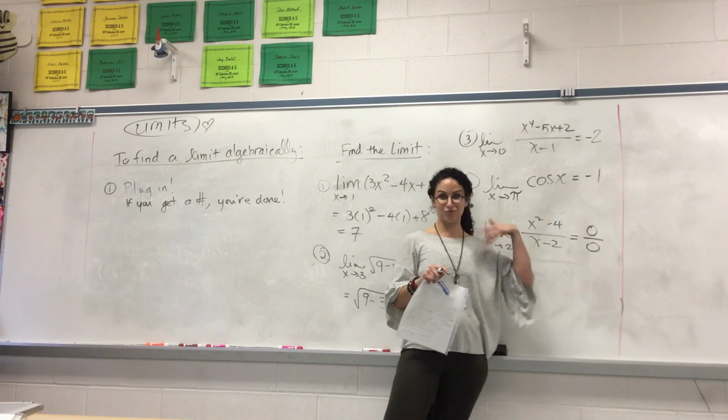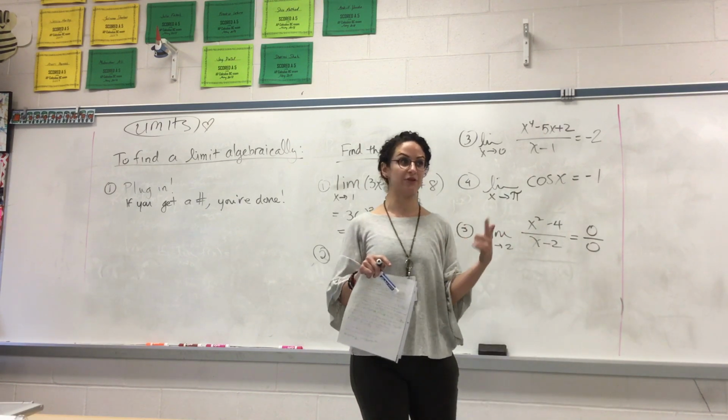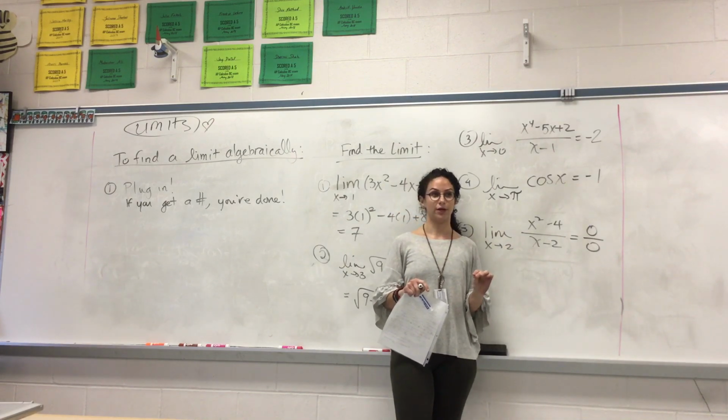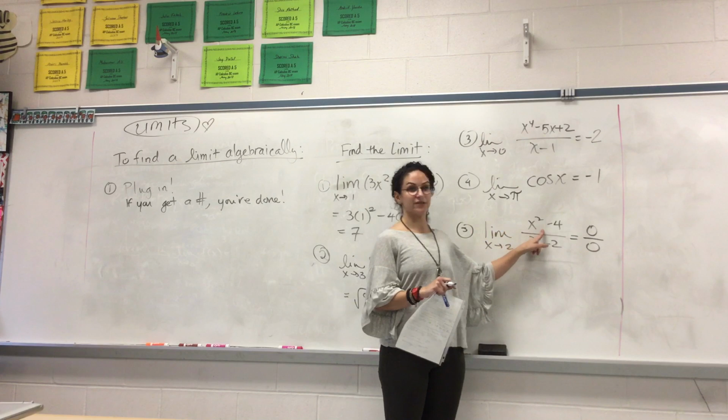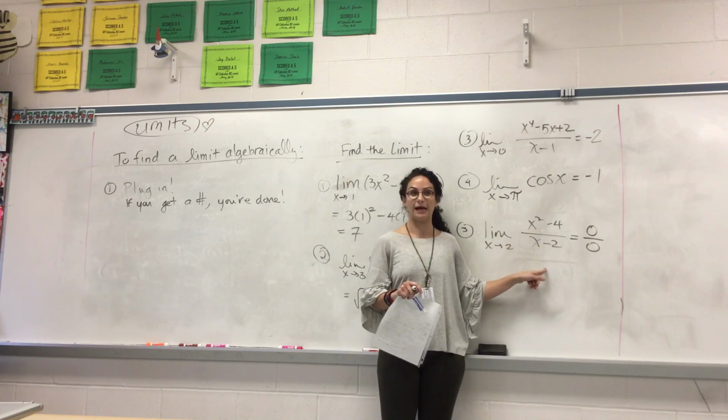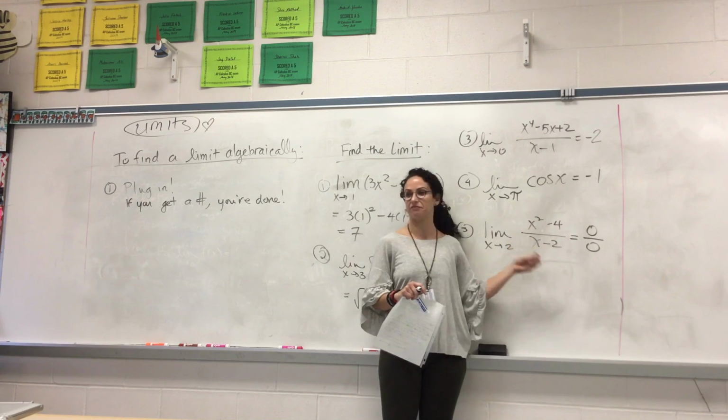Which requires us to recall things from Algebra 2. If I have something that's a 0 in both the numerator and the denominator, what can happen? What does that mean for the graph?